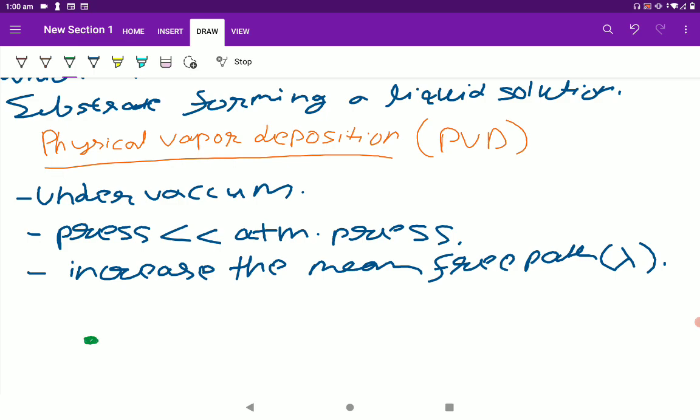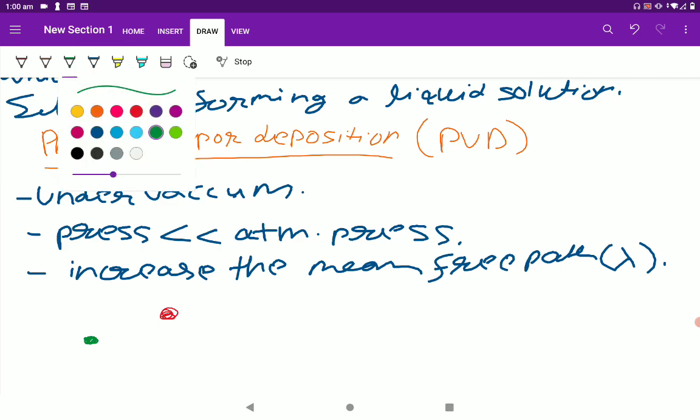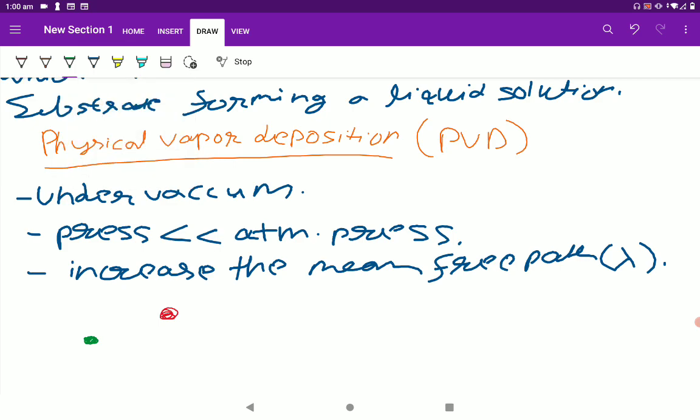So this is one molecule here, and there is another molecule. So the distance traveled between two successive collisions. So in gas, we have molecules moving freely in random direction with high velocity, and then they collide continuously with the others. Now, the average distance between two collisions is measured by mean free path.